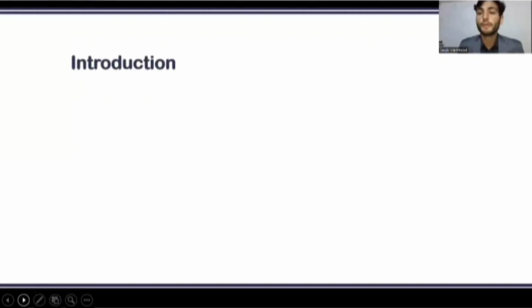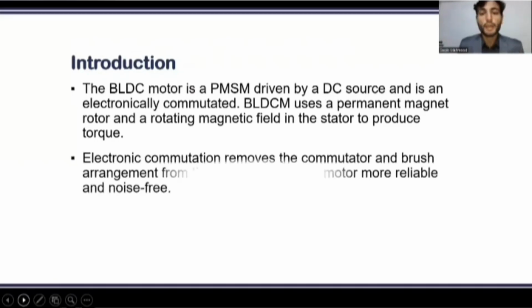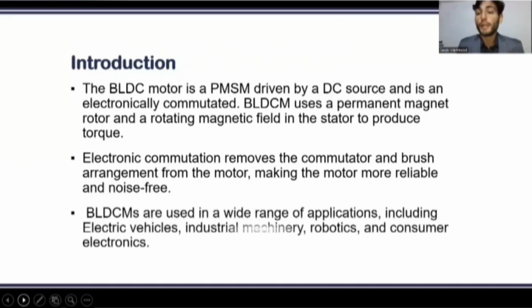Starting with the introduction of the BLDC motor: the BLDC motor is a permanent magnet synchronous motor which is electronically commutated. It has a permanent magnet on its rotor, and the rotating magnetic field is produced in the stator, which is wound. Electronic commutation removes the brushes and commutator arrangement from the BLDC motor, making the motor more reliable and noise free. Also, it is used in a variety of applications, from consumer electronics to industrial machinery, electric vehicles, robotics, and so on.